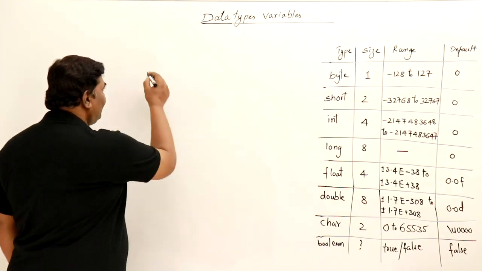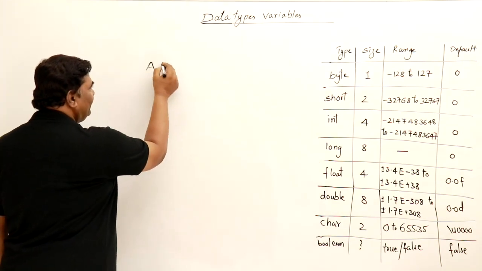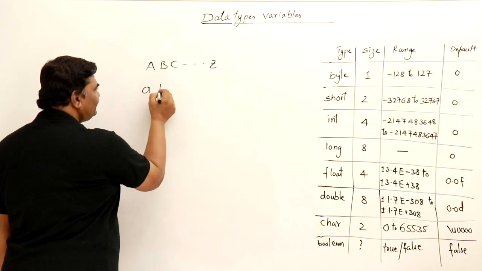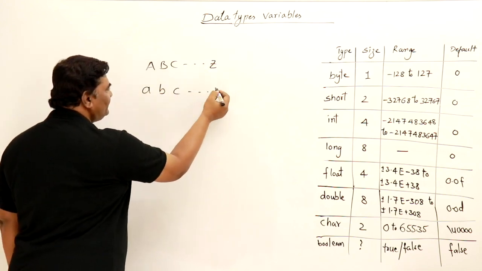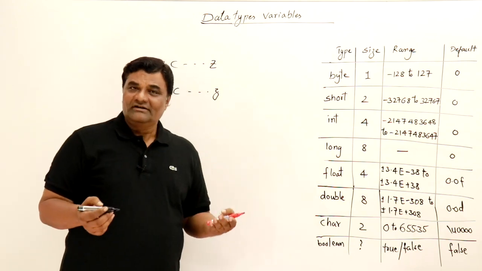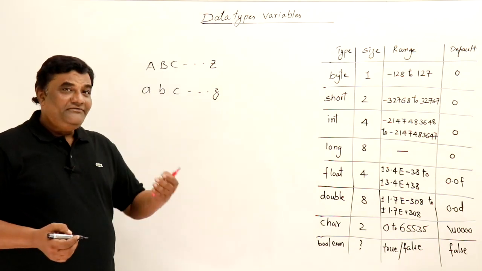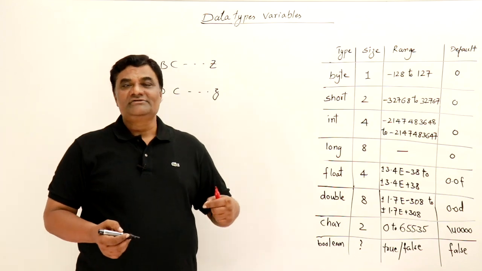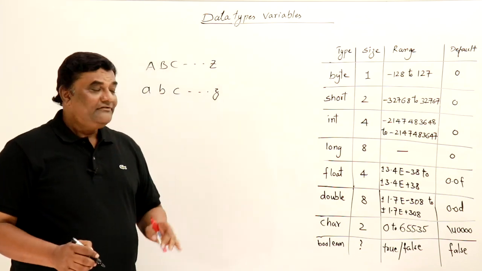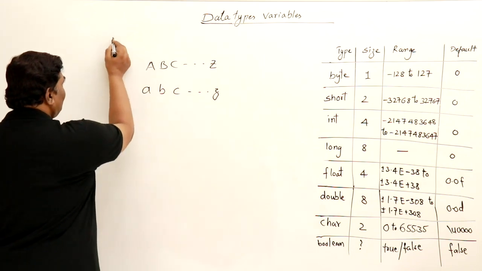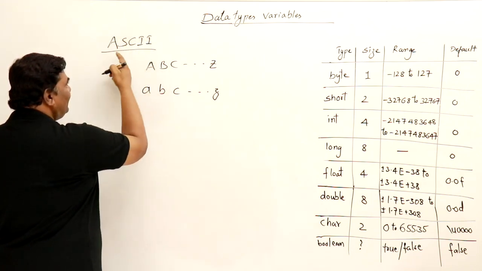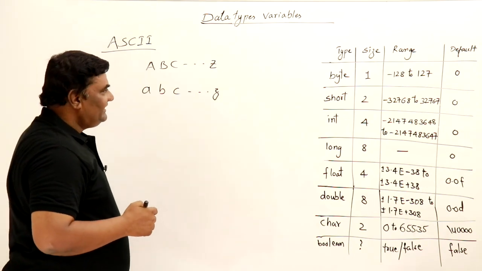Characters, like in the English language, we have alphabets like A, B, C, and so on to Z, or lowercase a, b, c, and so on to z. These are alphabets. So basically the computer doesn't support alphabets, so we use numeric values instead of these characters. Those numeric codes for English alphabets are called ASCII, American Standard Code for Information Interchange.